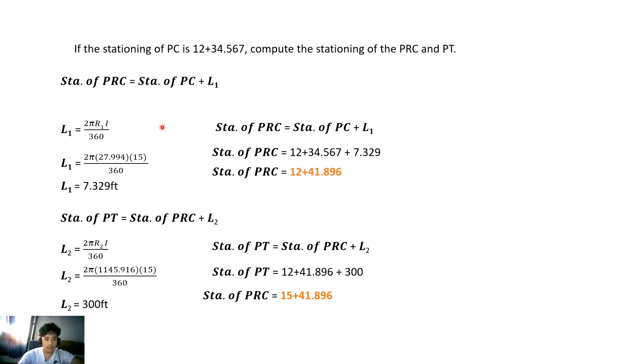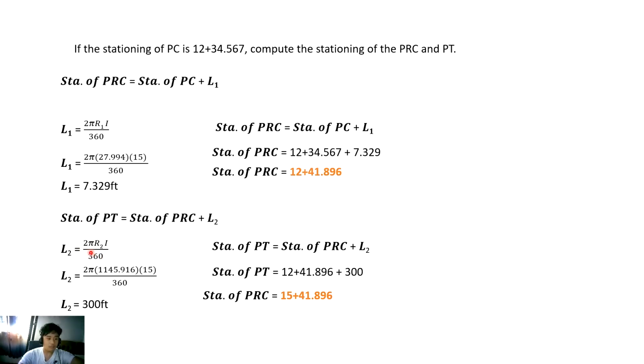So, makukuha na natin yung station of PRC. So, substitute lang natin siya sa formula. So, 12 plus 34.567 plus 7.329. So, ang station of PRC natin ay 12 plus 41.896. So, para makuha naman yung station of PT, we're going to use station of PRC plus L2. So, as usual, since meron na tayong station of PRC, L2 na lang ang hanapin natin.